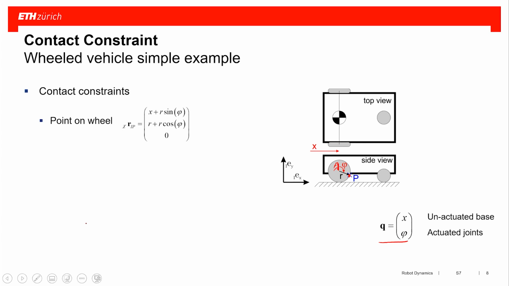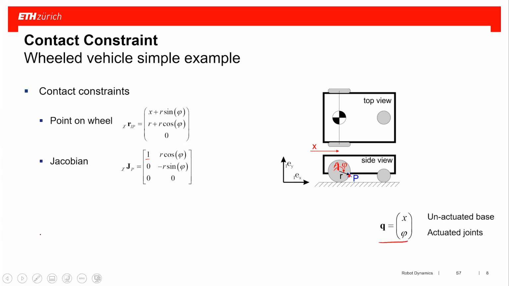Given this r, I can then directly calculate the Jacobian. We can either go through the velocity, or since it's a planar system and we only look at position, we do dr/dq, and we get dr/dx is 1, dr/dphi is r cosine phi, and then we have the same part for the lower row.